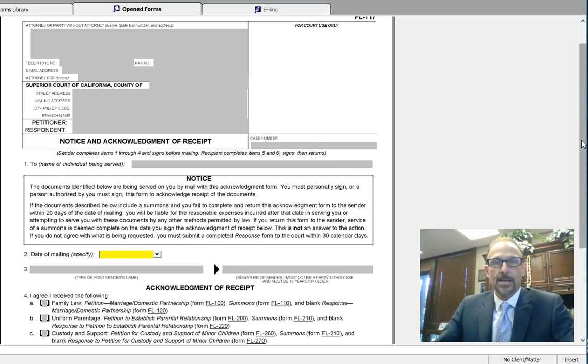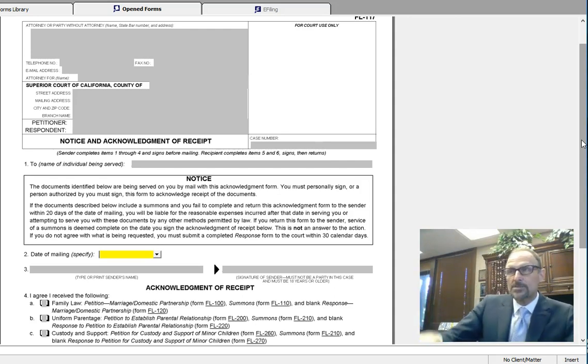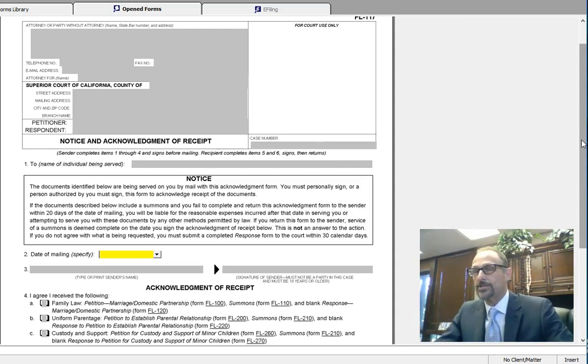If you return this form to the sender, service of a summons is deemed completed on the date you sign this acknowledgement of receipt below. This is not an answer to the action. So this is not responding to the divorce, which you need to do. This is simply saying I received the paperwork. So it says this is not an answer to the action.